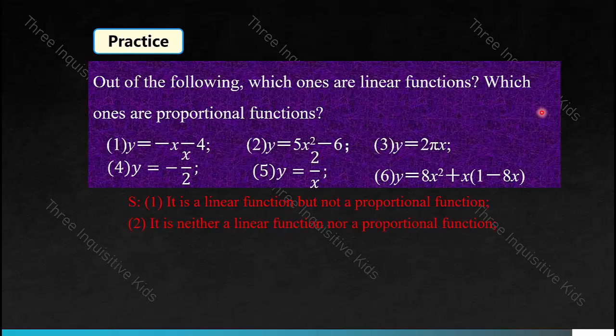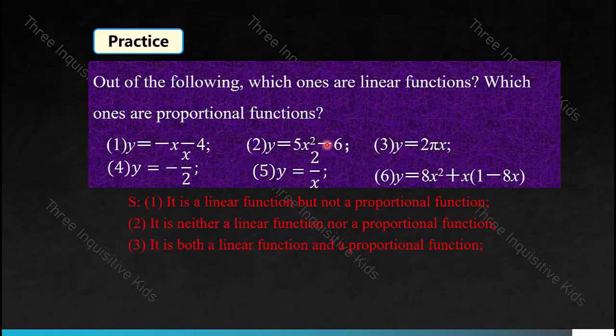Number 2 is neither a linear function nor a proportional function. Why? Well, first of all, you have to think that a proportional function is a type of linear function. So if it's not a linear function, it cannot be a proportional function either. And here it's not a linear function because the variable x is being squared. And in linear functions, the exponent of the variable has to be 1. So this is not a linear function.